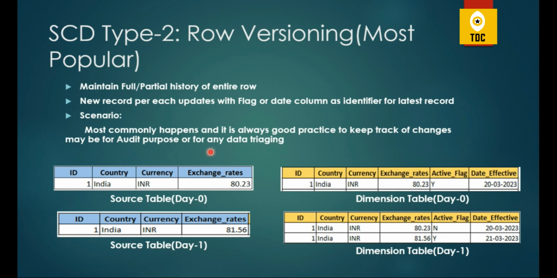This is the most commonly used type, and it is always good practice to implement SCD type 2. Please keep this in mind. It is always a good design when you are designing a data model, because this data might be needed for audit purposes or data issues or data triaging in future. So it will be very helpful, and you can look in this dimension table and answer whatever questions the business has with respect to the change history.